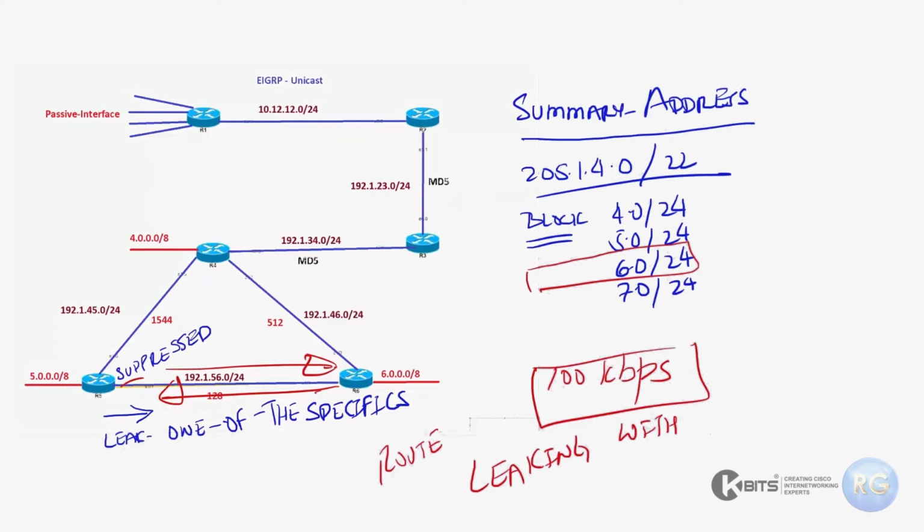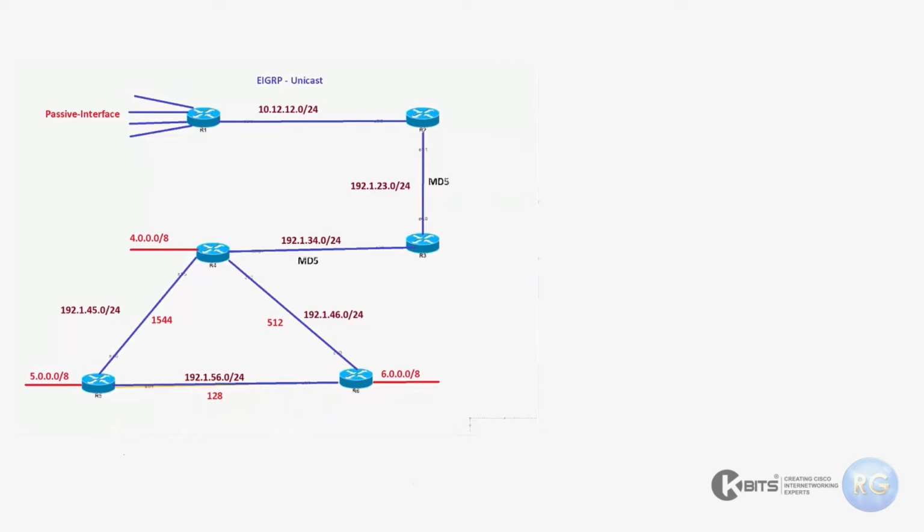Slow lane, exactly. And it's accomplished by using what is known as a leak map. Okay? So let's do that. So on R5, I do want to do a summary, but on the link between 5 and 6, I'm going to leak one of those routes out.